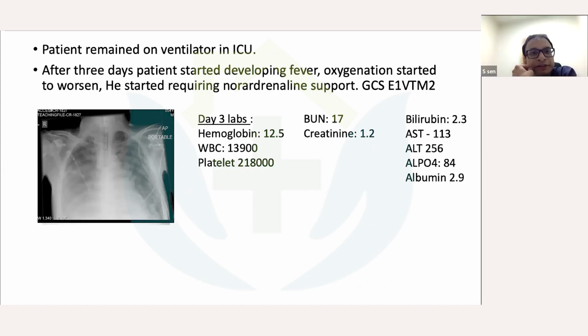So the patient remained on a ventilator in the ICU. After 3 days, the patient started developing fever. His oxygenation started to worsen. He started requiring noradrenaline support. His GCS remained E1 VT M2. You are sent the day 3 labs, which came like this, and you have been provided with an X-ray picture of that patient.